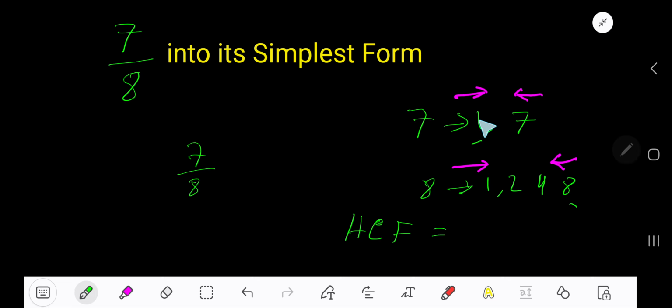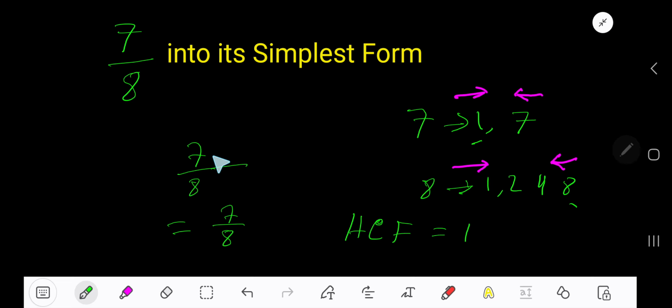The highest common factor between these numbers is 1. So if you divide the 7 by 1 and 8 by 1, you will get 7 over 8. Actually, this 7 is a prime number because it has only two factors.